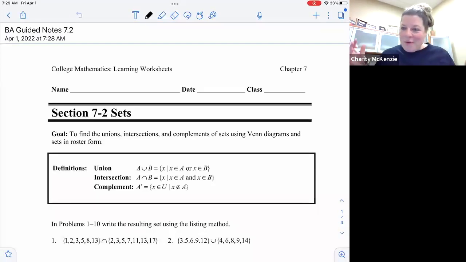All right, so let's go over 7-2, the start of our next chapter here. So we're going to go a different direction. We have definitely done a lot of matrices. Now we're going to look at sets and groups and probability.